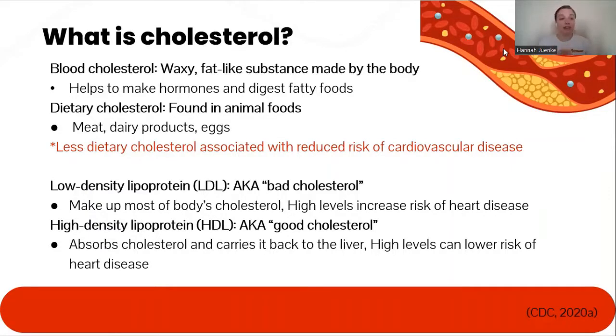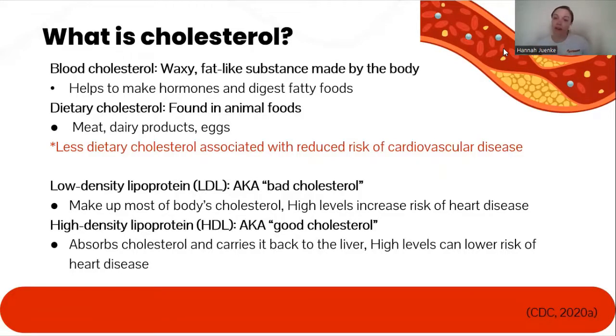Second, being dietary cholesterol. This is found in animal foods and products like meat, dairy products, and eggs. And what we find is that if you have less dietary cholesterol, then that's going to be associated with a reduced risk of cardiovascular disease.